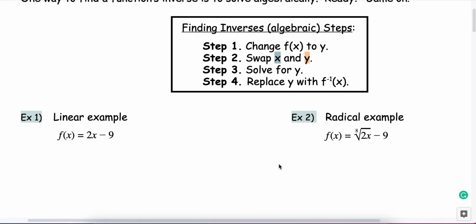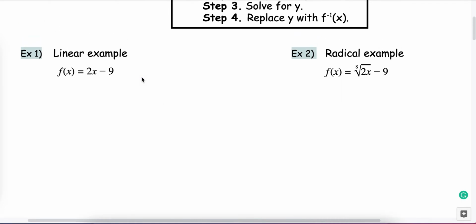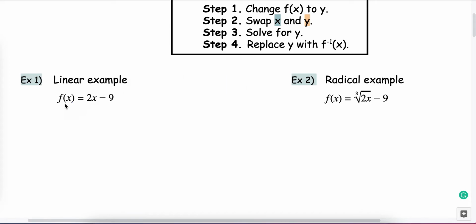Let's take a look first of all at a linear example, and then we'll take a look at a radical example. So the first thing here, the linear example. Once again, I'm going to leave that up there so that we can see the steps step by step. We're going to change our f of x to y, and we're going to get y equals 2x minus 9. No change here, we just changed the f of x to y.